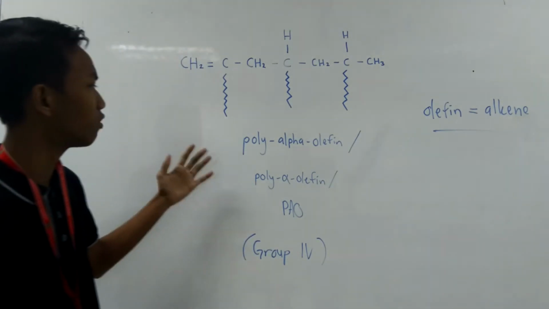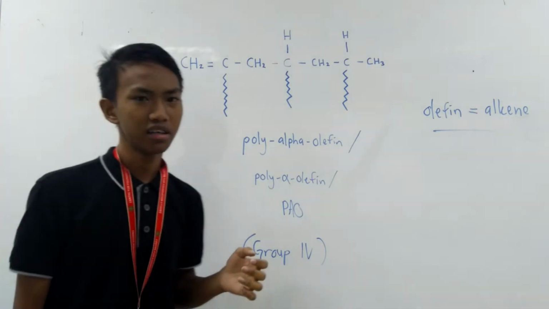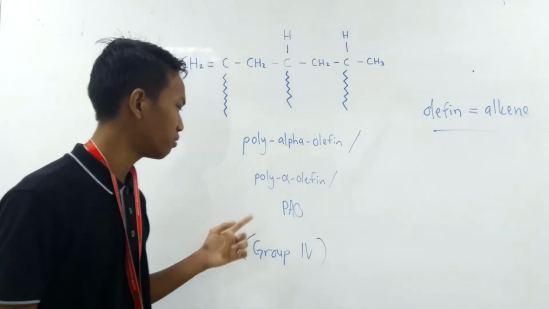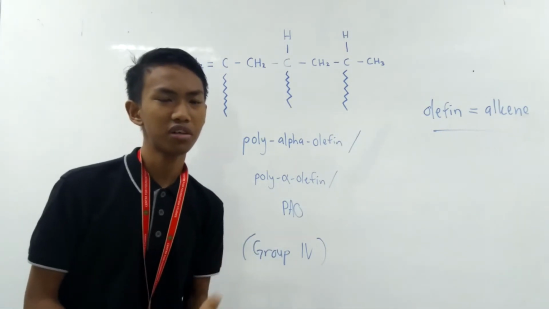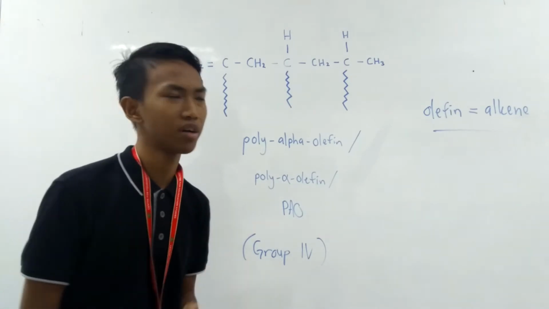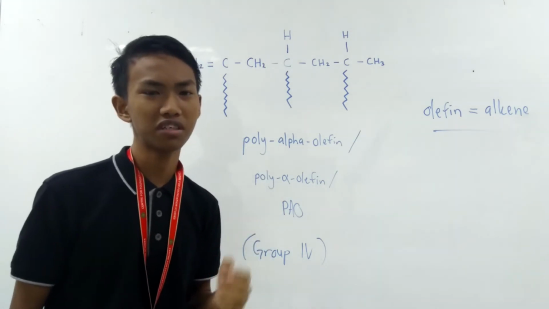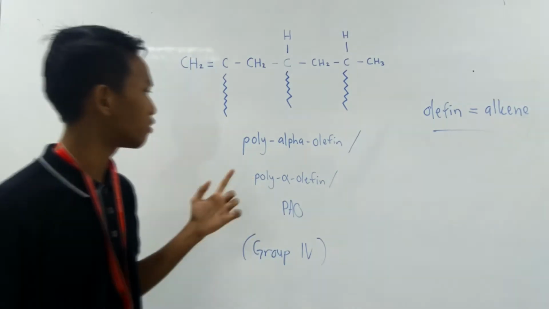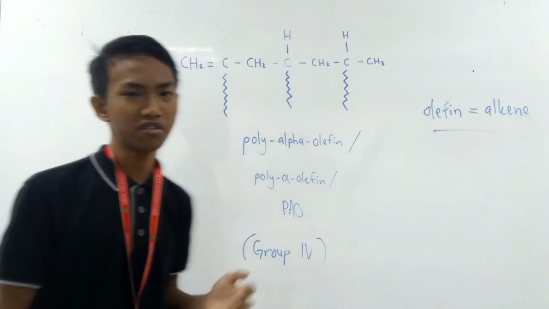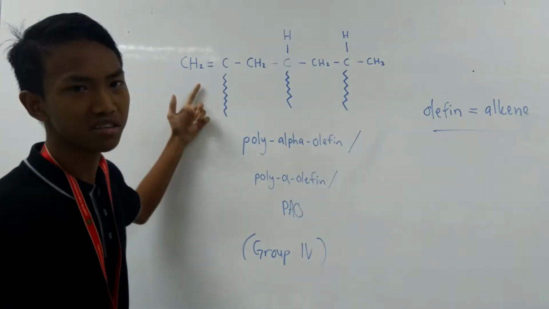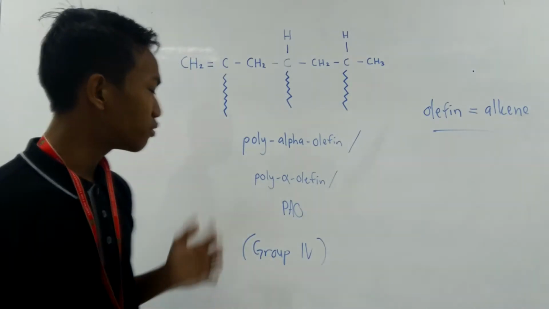What is a polyalpha olefin? It is a polymer made by polymerizing alpha olefins. Its name can be abbreviated to PAO. It belongs to group 4 oils, which is fully synthetic, which means polyalpha olefin is a fully synthetic chemical compound. Alpha olefin is a more specific type of olefin, which is another term for alkene. Hence, alpha olefin is an alkene where the carbon-carbon double bond starts at the alpha carbon atom. For example, as you can see here, the double bond is between the first and the second carbon in the molecule.